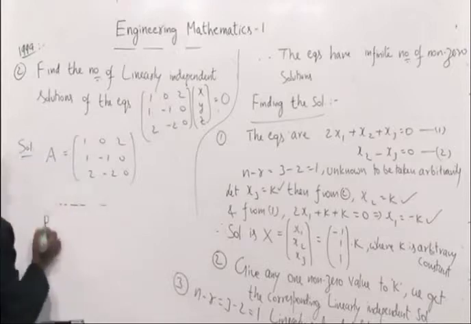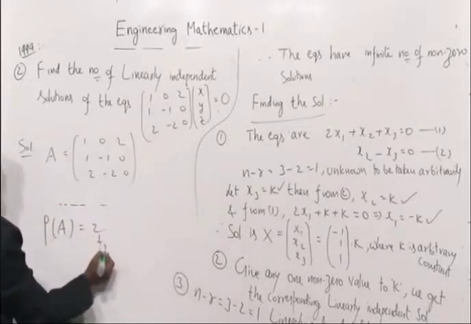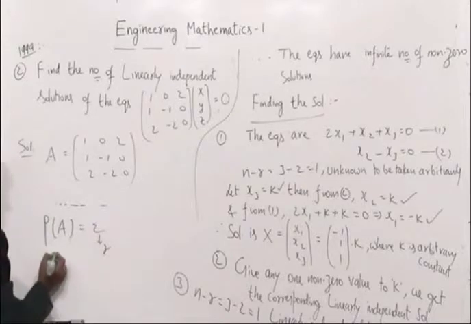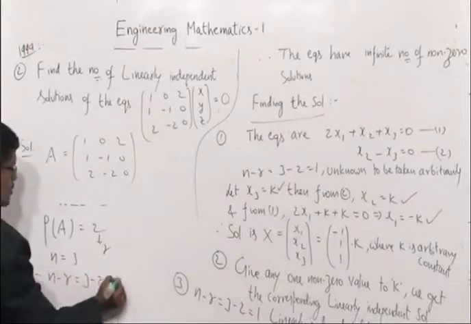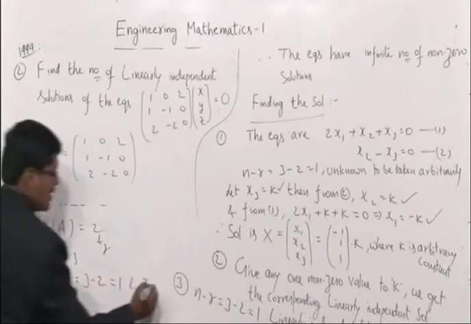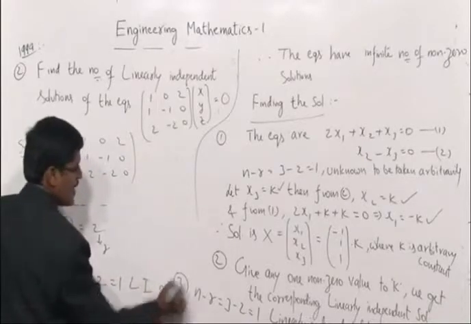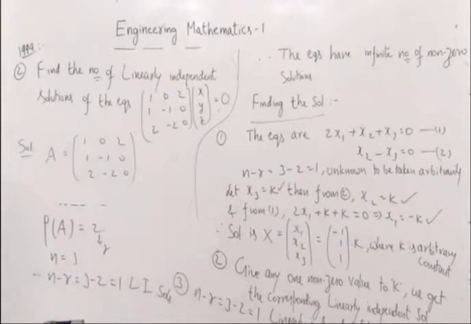Okay. So you go on doing, you will be getting, I am giving the last step hint, rank A is equal to 2. So this is your r. N is equal to 3, number of unknowns. Therefore n minus r is equal to 3 minus 2 is equal to 1. LI, short form, full form is linearly independent solutions. As above, just you check after finding rank. Write the main steps. At home you check.